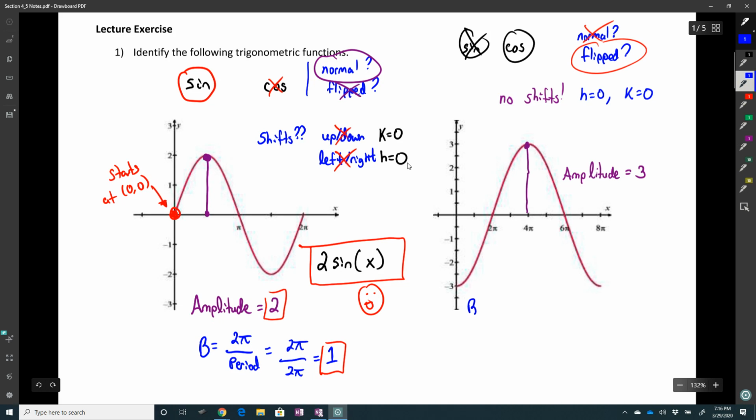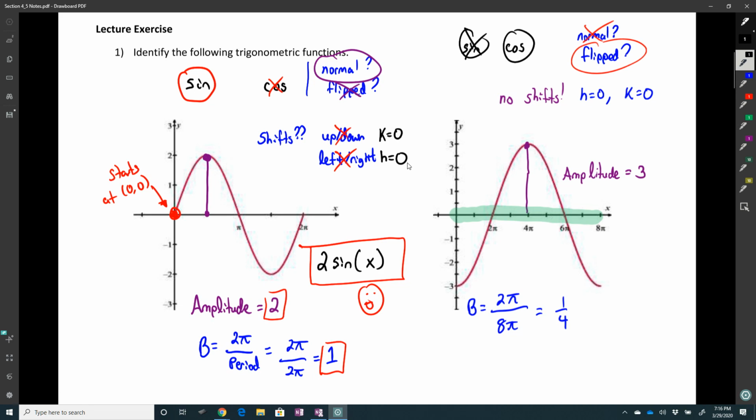And now I can figure out what my b is. So b is 2 pi over the period. Well, the period is from 0 all the way to 8 pi. So my period is 8 pi, and that's just 1/4. Okay, so 2 pi over the period. Yep. And so I can write my answer.